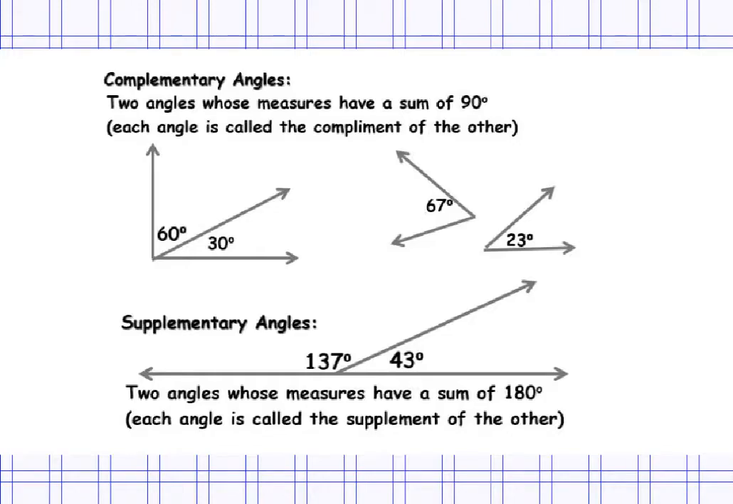On the right here, we have 67 degrees and 23 degrees. These angles are not adjacent, but they are still complementary because their sum is 90 degrees.